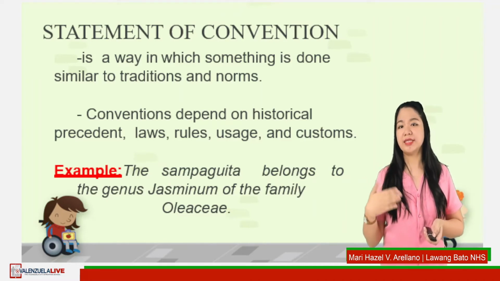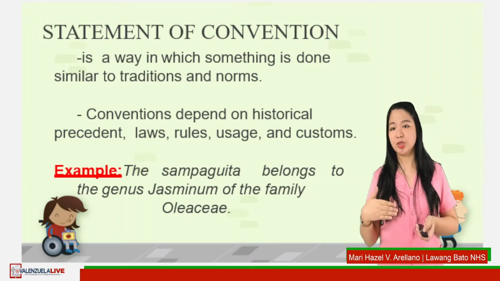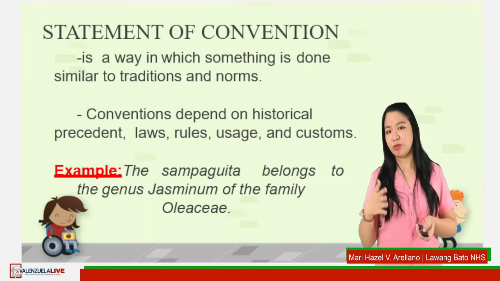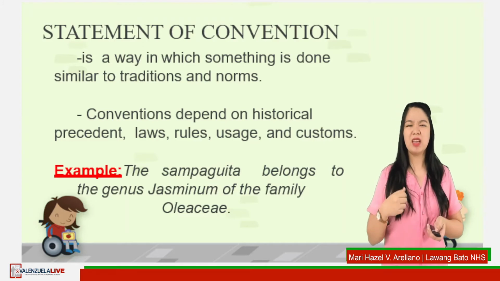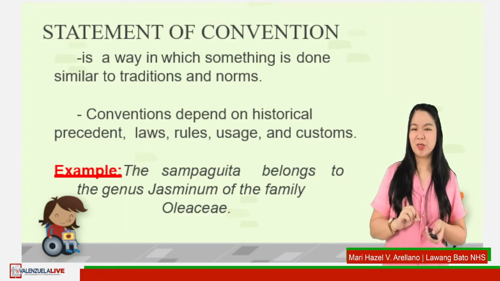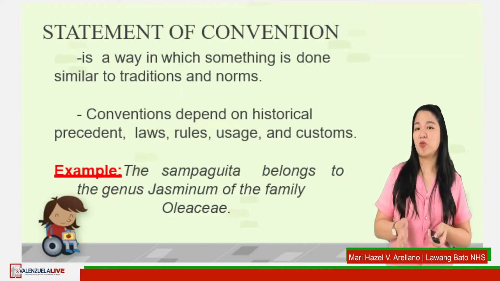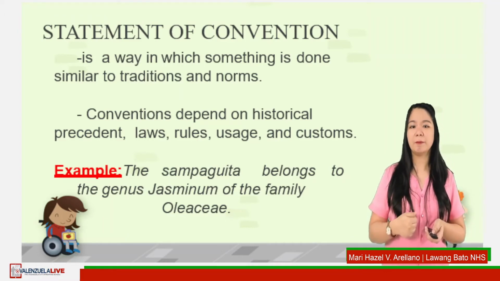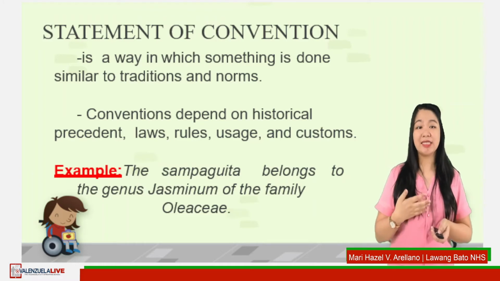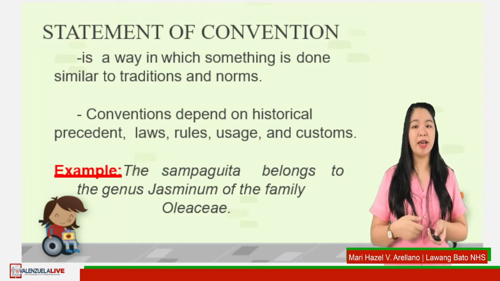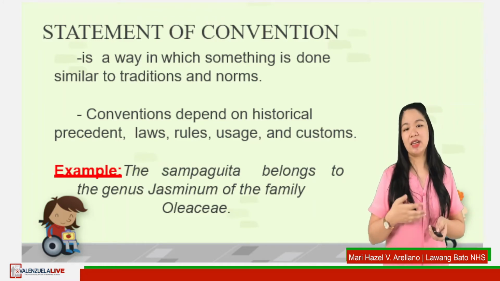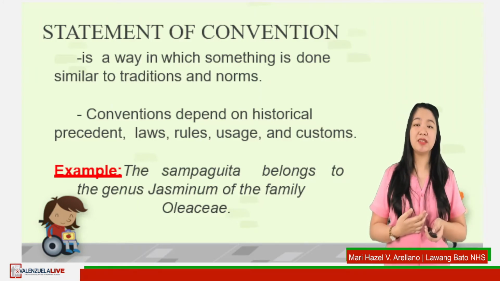We have here an example. Sampaguita belongs to genus Jasminum of the family Oleaceae. This actually sounds factual, but do you know? This statement is a statement of convention. Why? It is based on a classification system made up by scientists and it is acceptable to the scientific community.